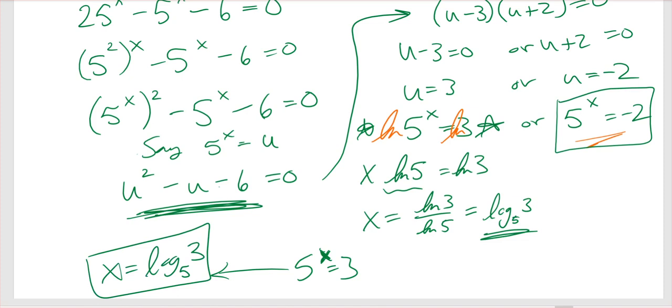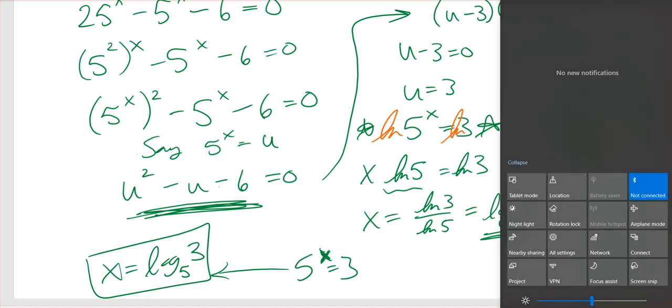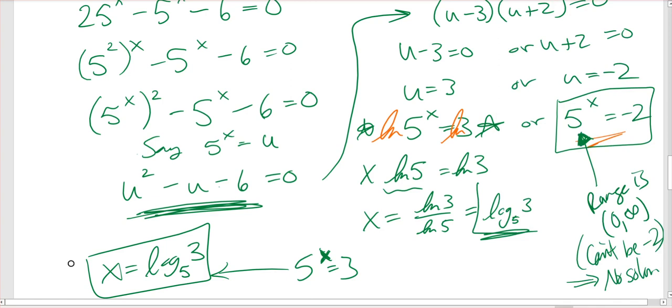We can make an appeal to maybe what we've done in the past. This thing here, remember this is an exponential function, and the range is 0 to infinity. So it does not include negative 2, so it can't be negative 2. So this tells us that it has no solutions. And the only solution is this one.